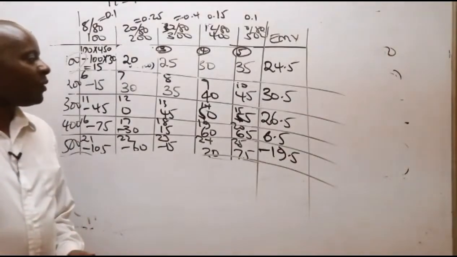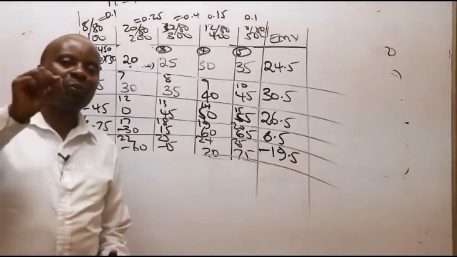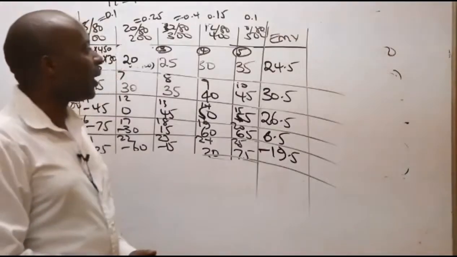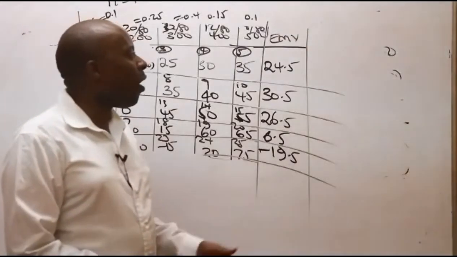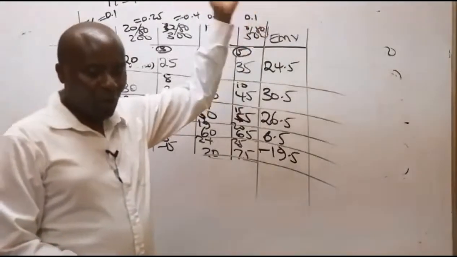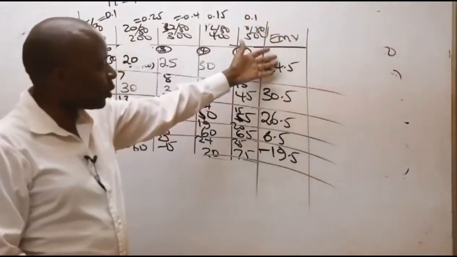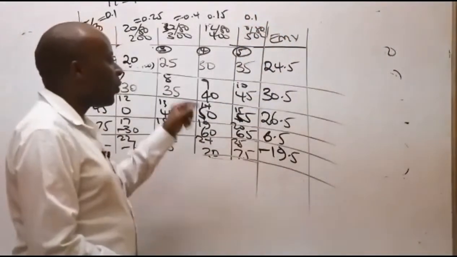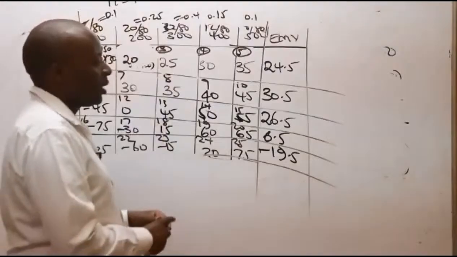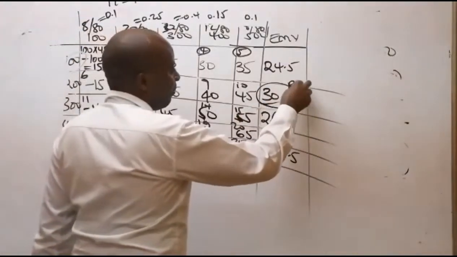So, ladies and gentlemen, having really gotten these expected monetary values, remember when it comes to making a decision, we normally go for the highest expected monetary value. Money is sweet. The more you have, the better. So amongst all these expected monetary values, the one where I'm expecting the highest, the biggest, this 30.5 is what I'll work with as the best EMV.